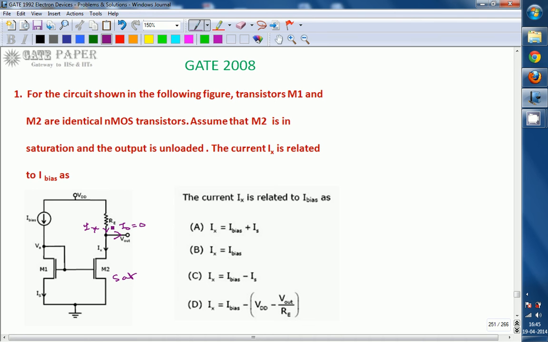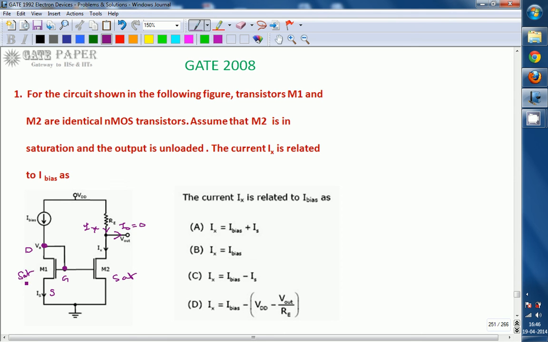Can you tell what the operating region for M1 is? M1 is an NMOS transistor. It was given that M2 is in saturation, but what about M1? M1 will also be in saturation, because if you observe M1, this is the drain and this is the gate, whereas this side is the source. So gate and drain are shorted. Whenever the gate and drain of any MOSFET are shorted, that transistor will definitely be in saturation. So M1 is also in saturation.